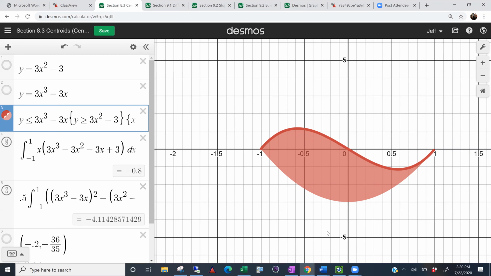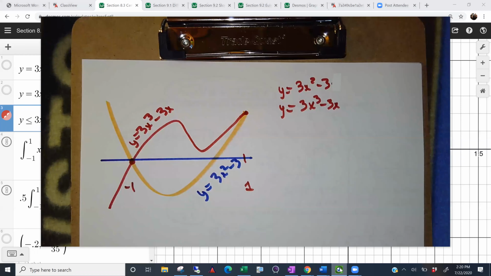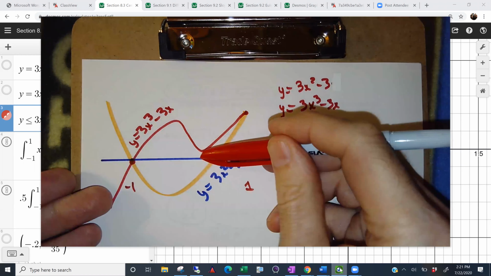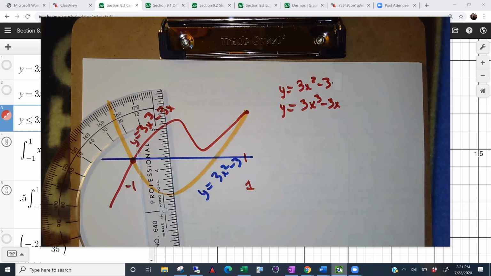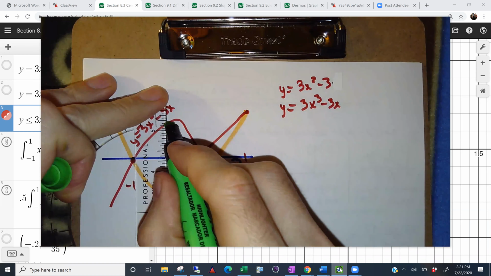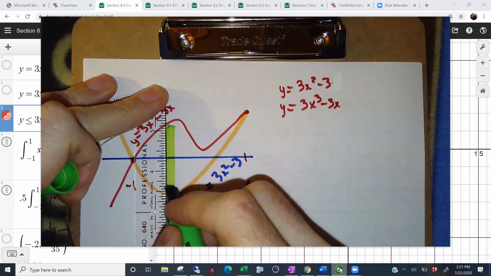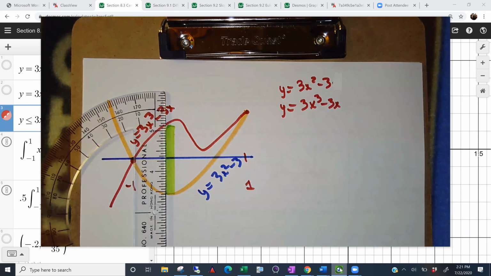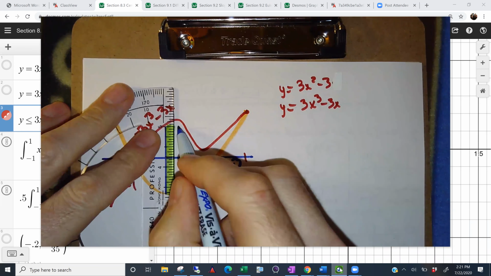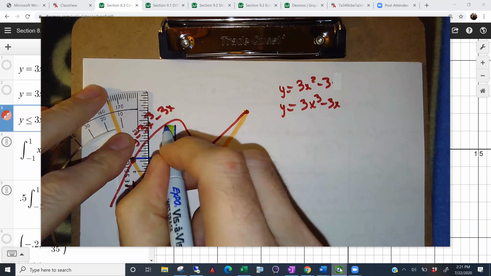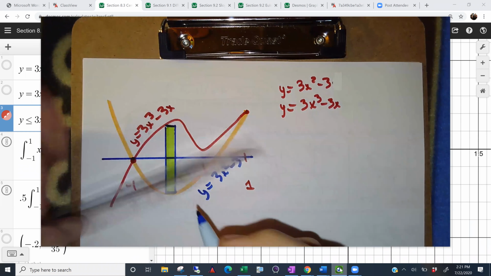So let's switch over to my artist rendering. And any difference between my sketch and the sketch that we just saw must be purely video distortion, because this is an immaculate sketch. And work with one slice like we always do. There, there, there. So it's a dx slice.